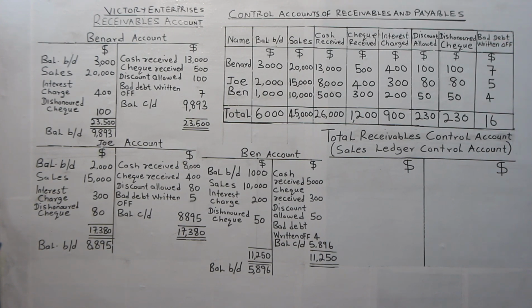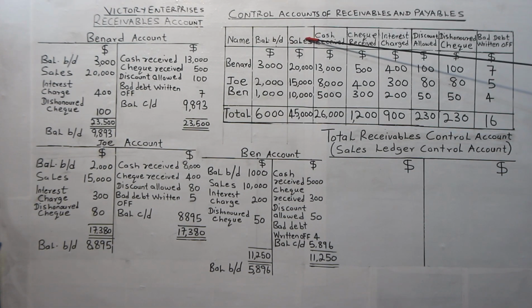So what we have actually done now is that the whole balance brought down representing the account of the 3 receivables are now in one line. The total balance brought down, if you add up, we have 3,000 plus 2,000 plus 1,000, which is 6,000. This 6,000 is representing the total of the opening balance of all the receivables for the period.